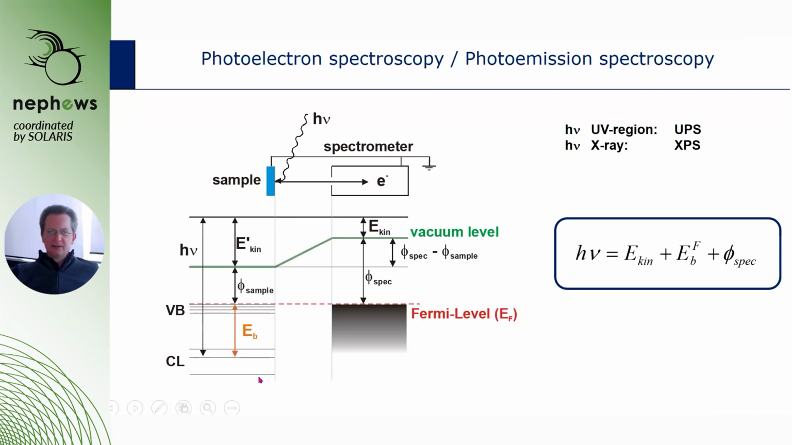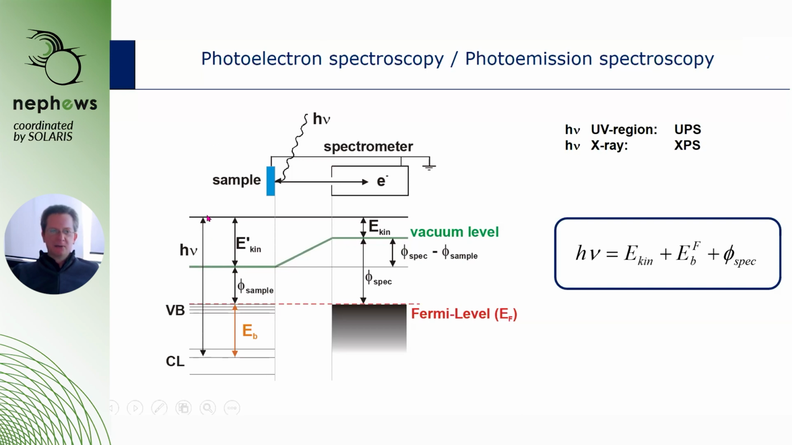The energy levels are schematically shown here. So we have our sample, we have the Fermi level of our sample, we have the valence electronic levels or the valence band, deeper in energy with a higher binding energy, we have the core levels. Our sample has a certain work function, that's the energy difference between the Fermi level and the vacuum level, which is the electrostatic potential zero just above the surface.